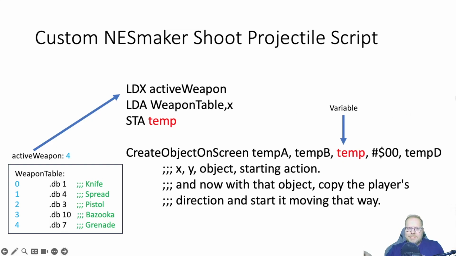So hopefully you can see how we can combine these different things. We have this variable, we have this table, and by combining these different things and slightly modifying this shoot projectile script, we can make a more dynamic shoot script. Like I said, this is not the perfect way or the best way, but the point here was to show you how we can use tables for something like this. Okay, I hope that makes sense.